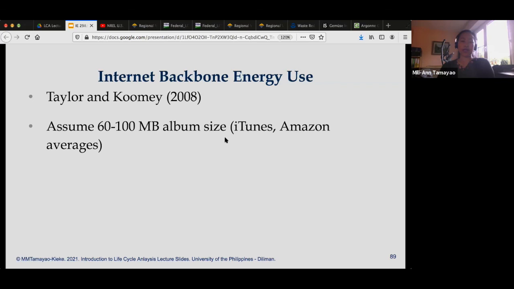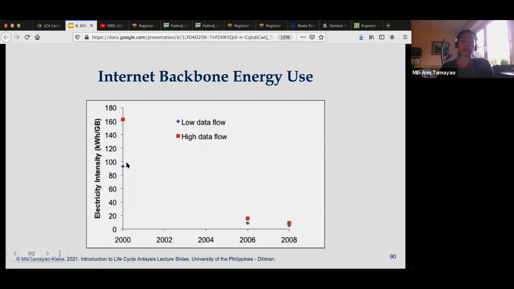Now for internet backbone energy use, information came from Taylor and Koomey, assuming 60 to 100 MB album size. And this was the data. In 2000, this was the electricity intensity per gigabyte. But by 2006 to 2008, you can see the very significant decrease in this electricity intensity. Why do you think this is changing so quickly?